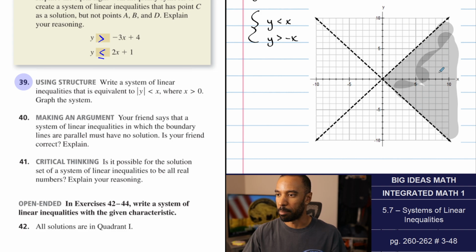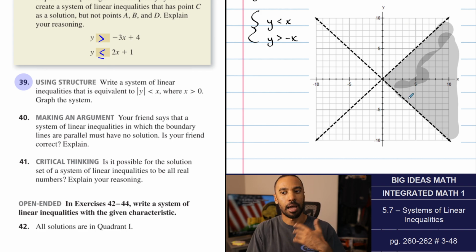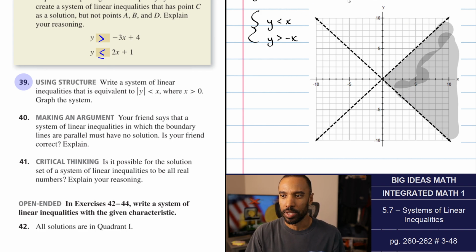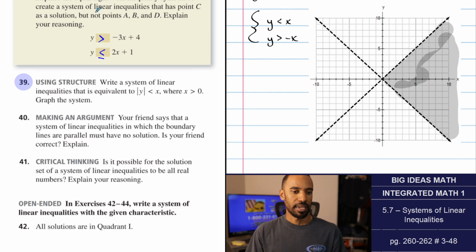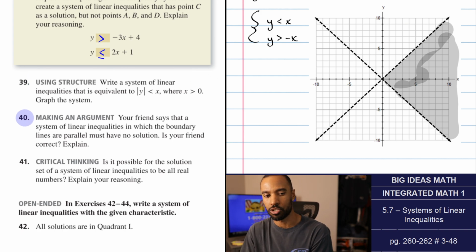Here lies the overlapping shaded region only, right? Above this, below that. Now that I'm streamlining them more, we get more into these things. Okay, number 40, making an argument. Your friend says that a system of linear inequalities in which the boundary lines are parallel must have no solution. Is your friend correct? Explain.